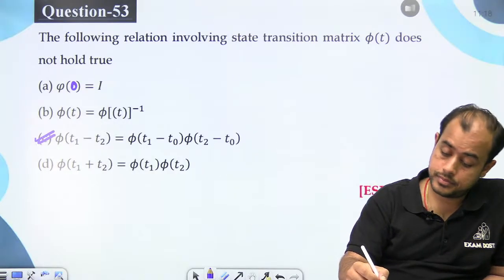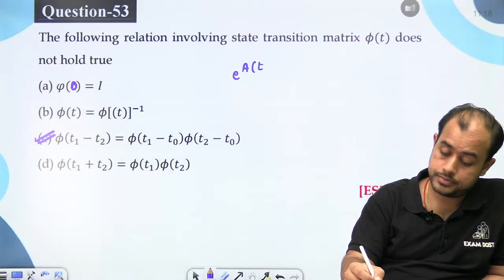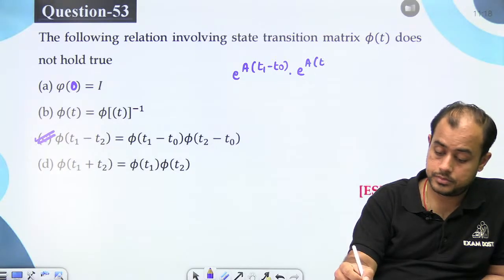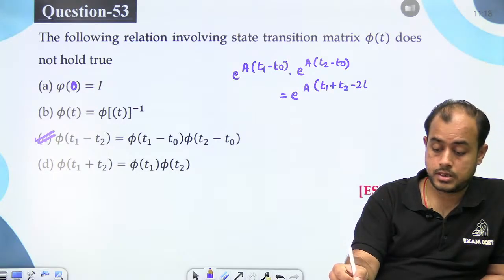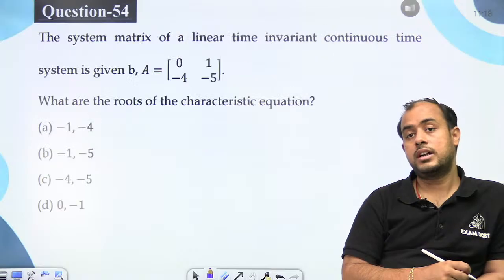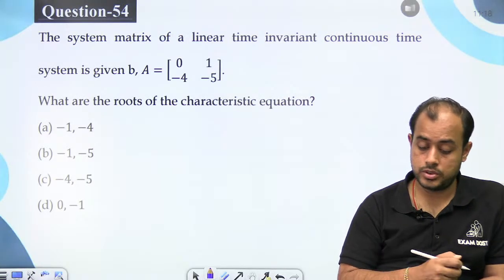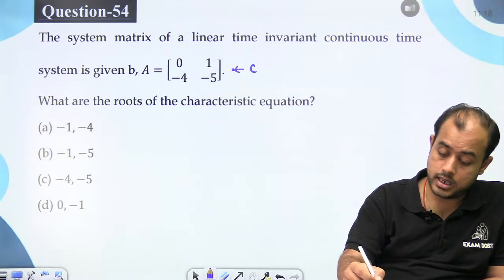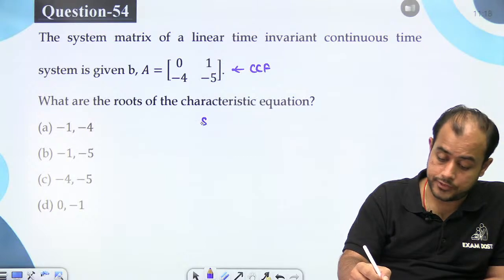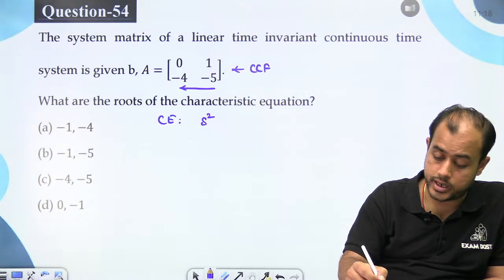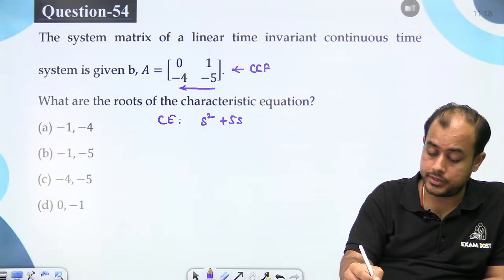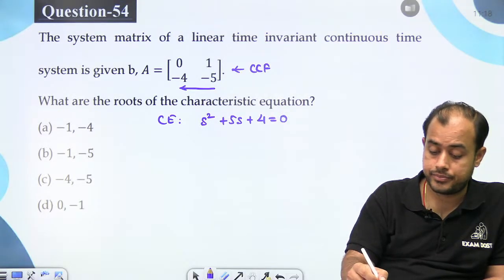कैसे? देखो. Correct? So it's not phi(t1 plus t2). Roots. Again, controllable canonical form. So take the coefficients of the characteristic equation in reverse with a negative sign.